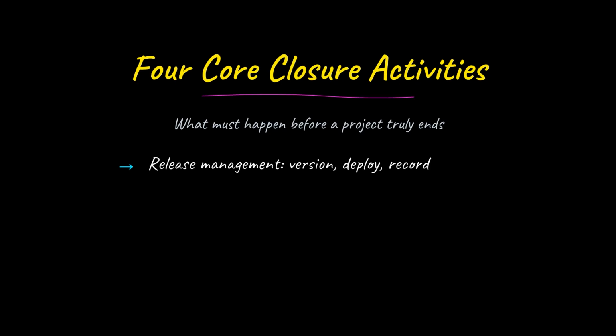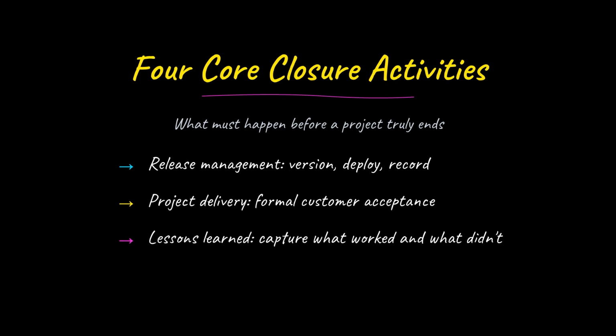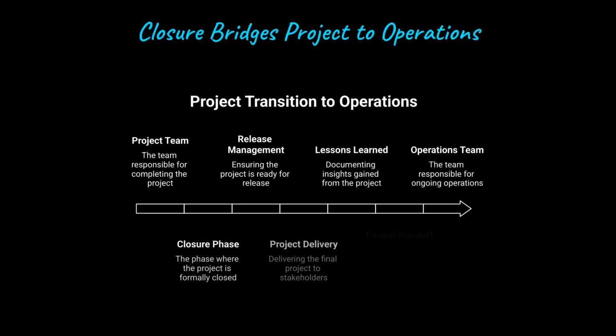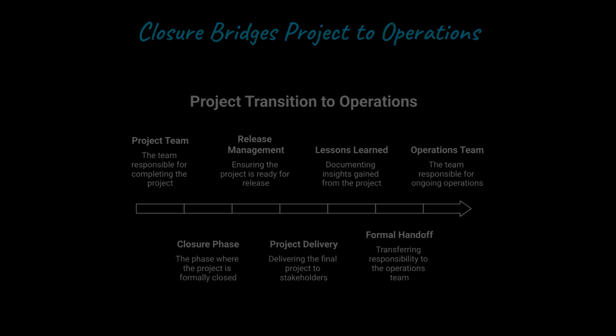Closure is the final phase of project management and the one most often skipped. But ending a project properly is what turns completion into lasting organizational value. Closure has 4 deliverables: release management, formal project delivery, lessons learned, and handoff to operations. Each one closes a gap that could otherwise haunt the team that inherits the system. Closure sits between the project team and the operations team. Its job is to make that handoff clean. So the operations team inherits a system they understand, along with the documentation to support it.